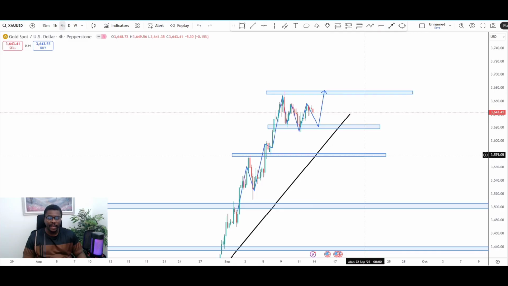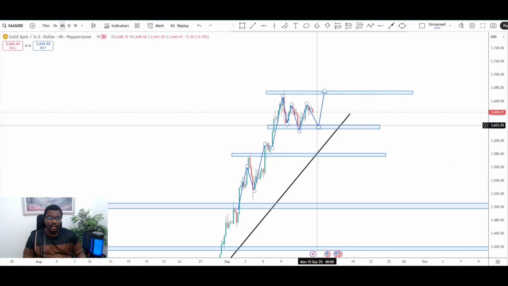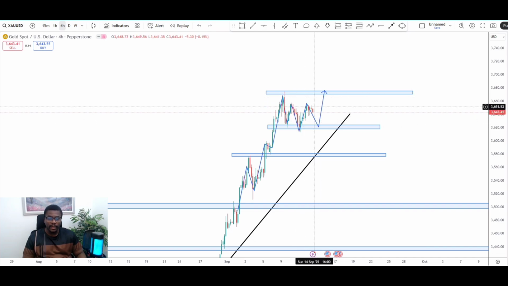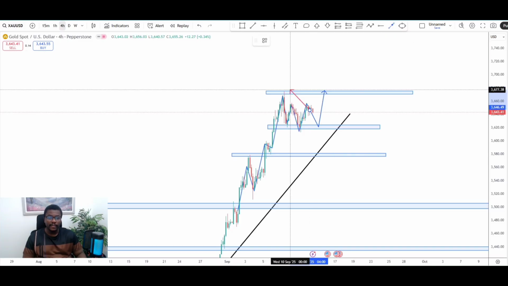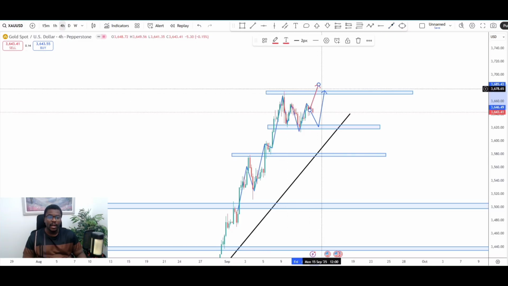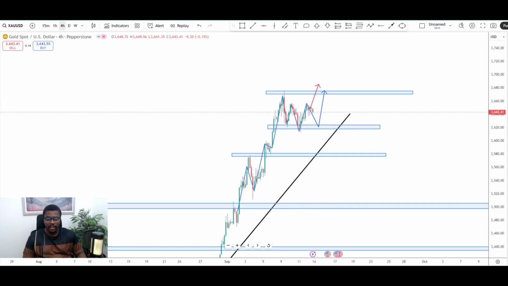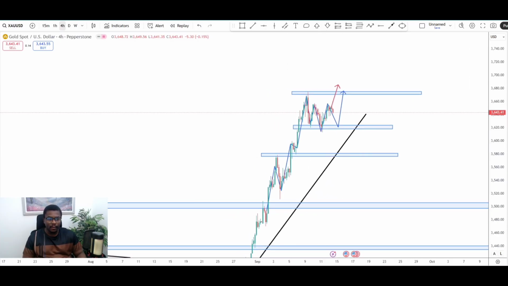So what I will be expecting for this trade would be price to come back down a bit again to test this area here around the 3,620 area, and if price does come back down into that zone, then I'll be looking to take a buy trade if price gives me a buy signal. Otherwise, if price continues from where it is now to the upside and breaks this previous high here, then I'll be looking for more buy opportunities. Again, my bias for gold is a buy trade.